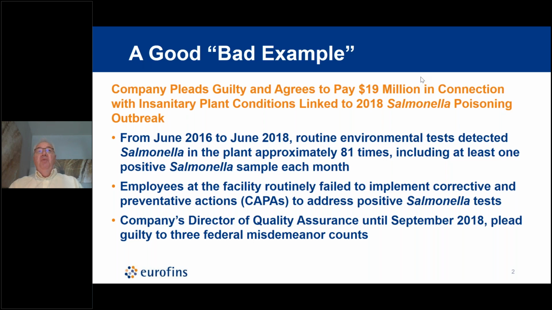All of these 81 out-of-spec results over this time period should have been clear evidence that the company's processes were grossly out of control. It was also revealed that employees at the facility routinely failed to implement corrective actions and preventive actions to address all of these positive salmonella test results. Indeed, the company's director of quality assurance, until September 2018 when the person was terminated, recently pled guilty to 3 felony misdemeanor counts. That individual is scheduled to be sentenced, I think, sometime this summer.